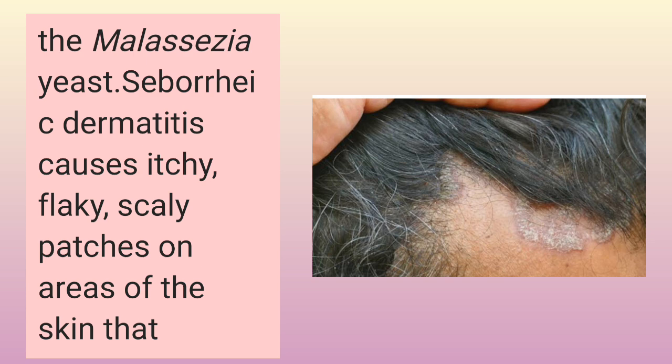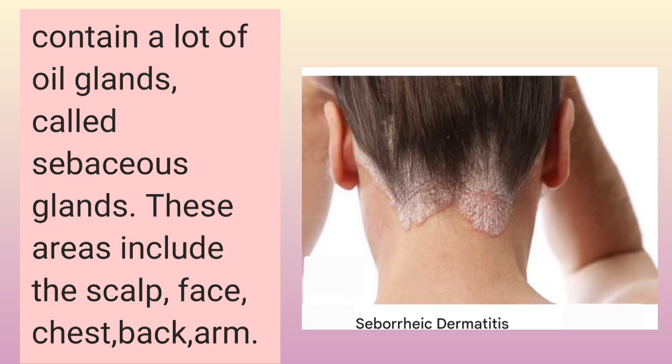Fourth is seborrheic dermatitis. This seborrheic dermatitis is a type of eczema that typically affects the scalp, face and chest and is characterized by red, itchy, scaly patches. This type of eczema is often caused by an overgrowth of a yeast-like fungus.